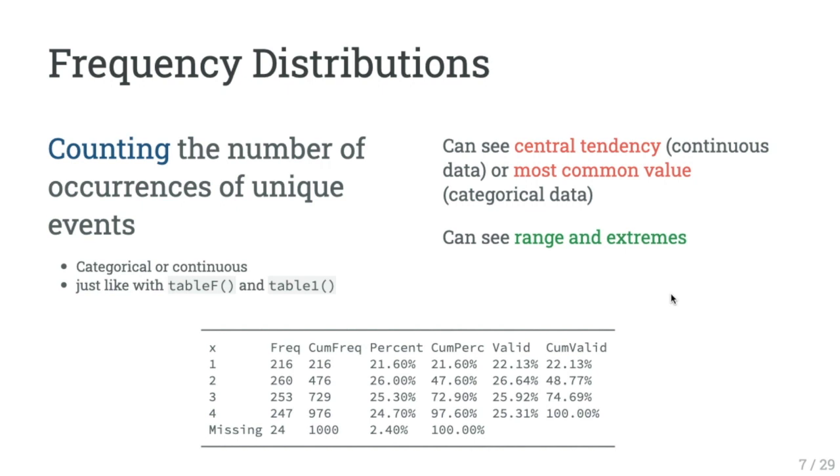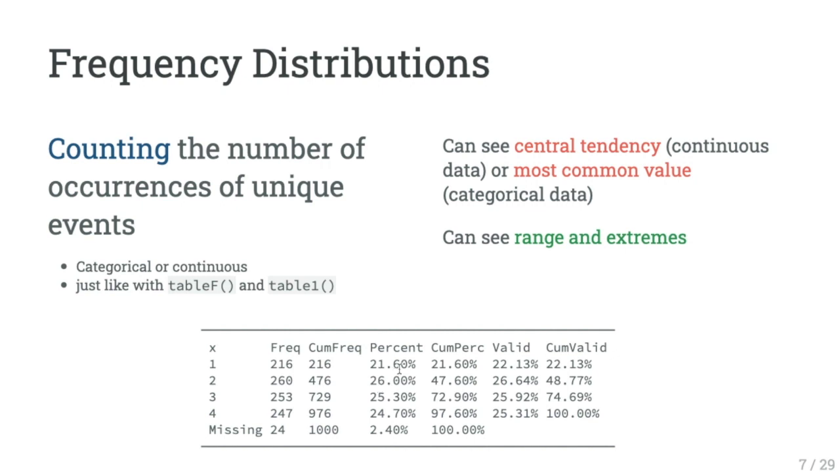If it's continuous data, we can see where the center is, which we're going to talk about more in the next chapter, or the most common value with categorical data. That's often a very important question: what's the most common response here? And in this data, we can see pretty quickly that it's 2, but 3 and 4 are very close to it. So there's not a high proportion that just picked 2. Really, it's only 26%. So they're roughly equal in this distribution.